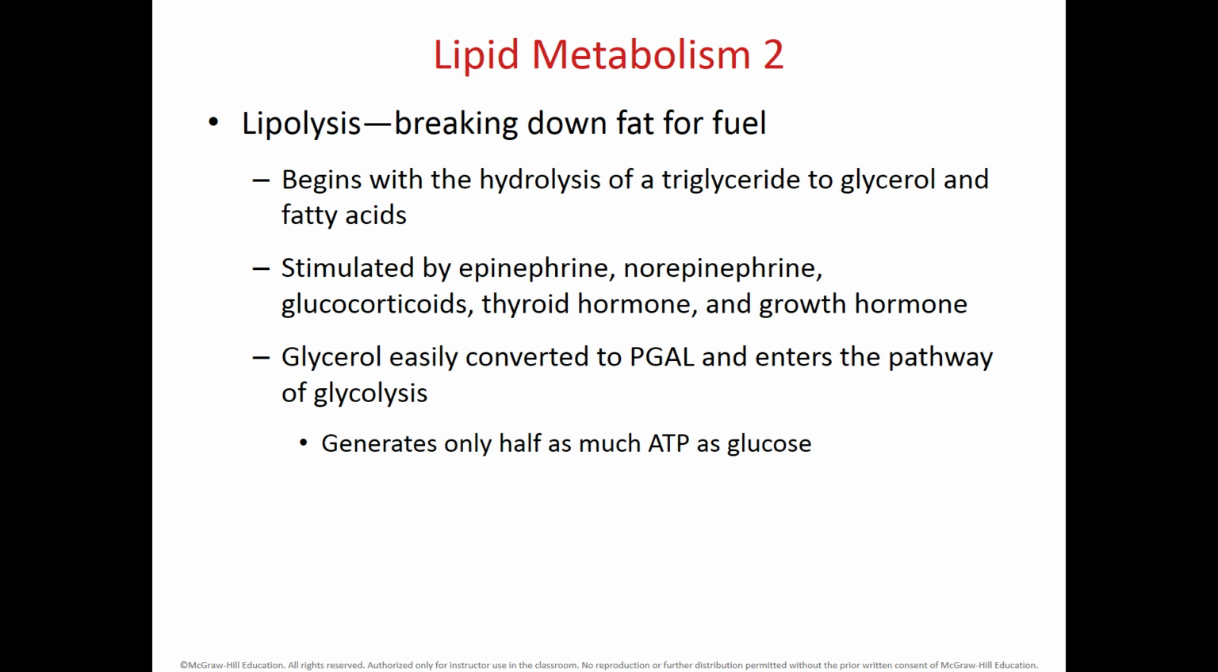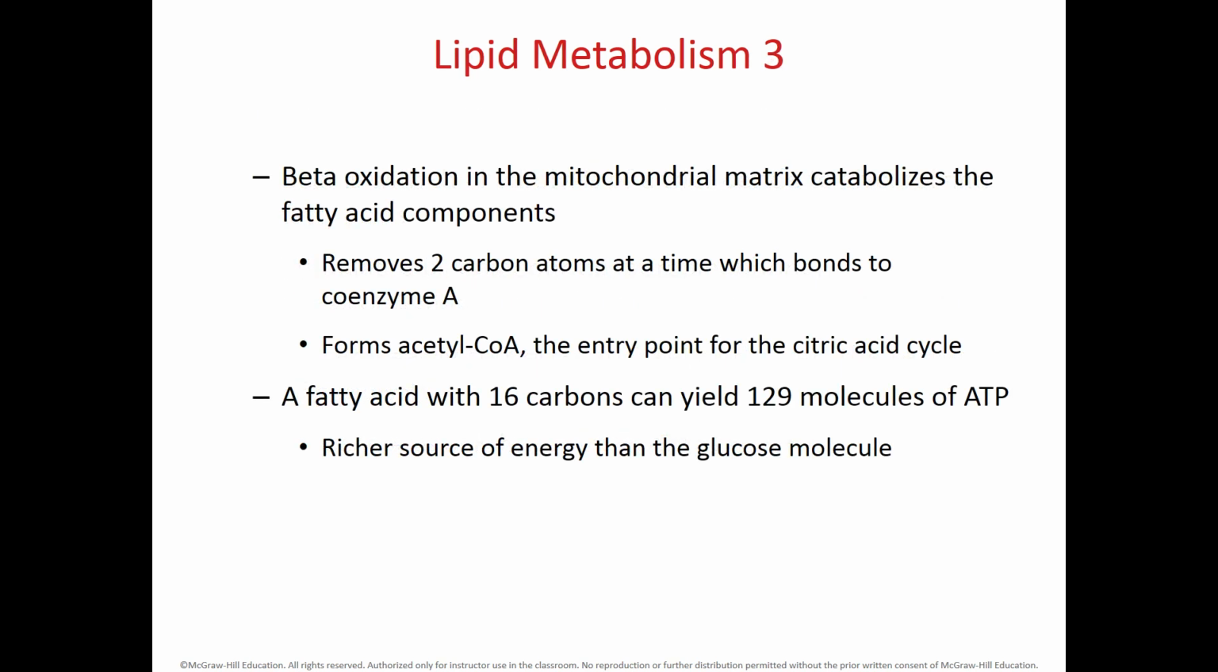Now, one glycerol molecule can generate only half as much ATP as glucose. Beta oxidation of lipids happens within the mitochondrial matrix through removal of 2 carbons at a time out of this long chain of carbon molecules that we have in the fat. And then you will form acetyl-CoA that can enter into the citric acid cycle. Now, fatty acids with 16 carbons can yield up to 129 molecules of ATP. So this is a much richer source of energy than the glucose molecule.